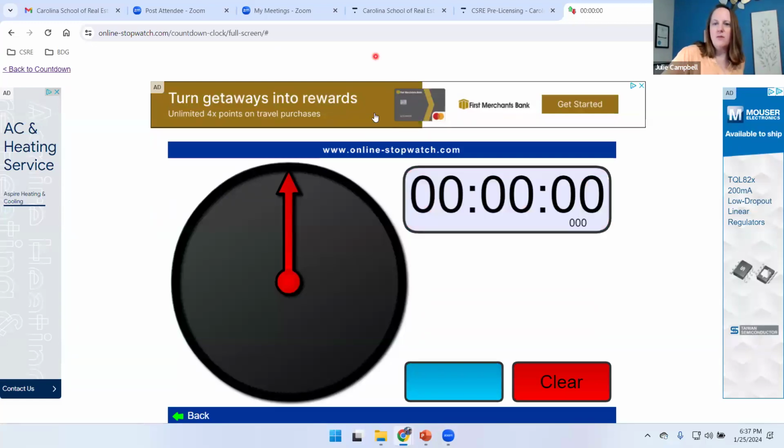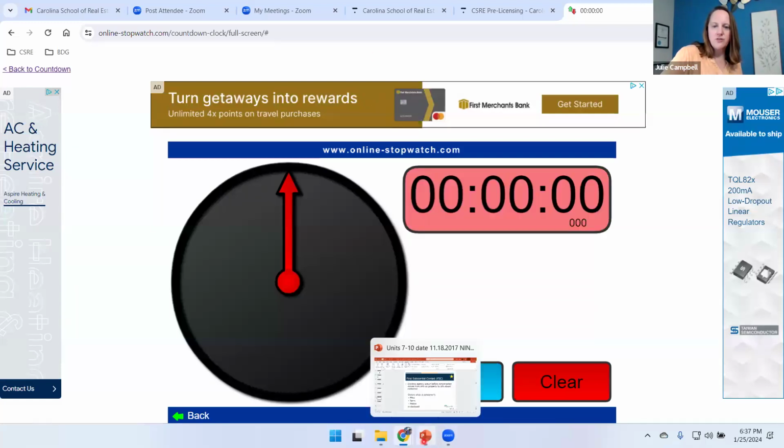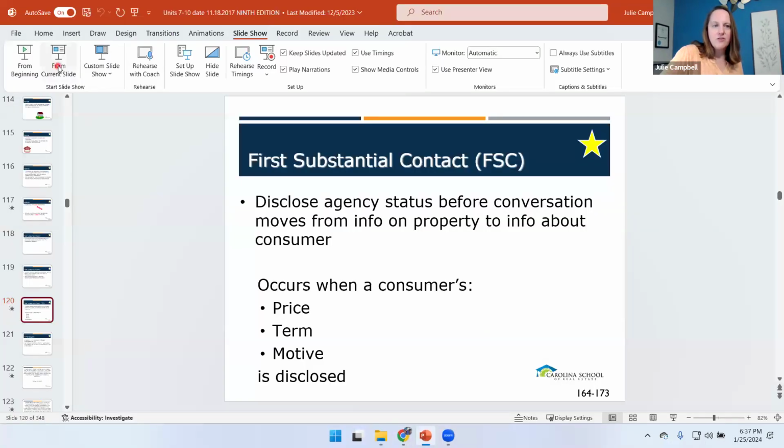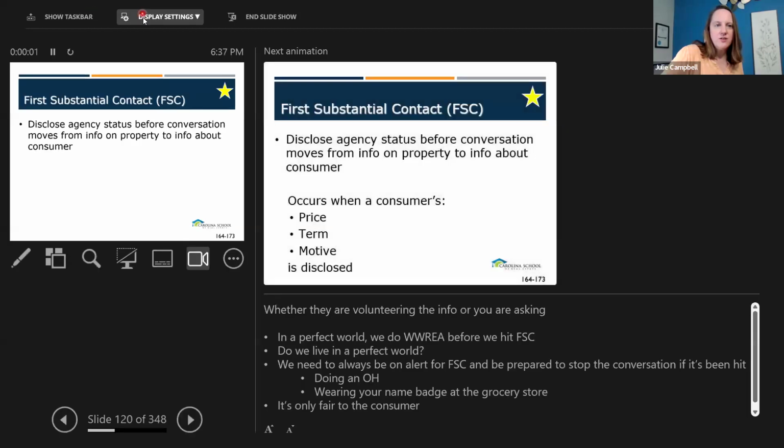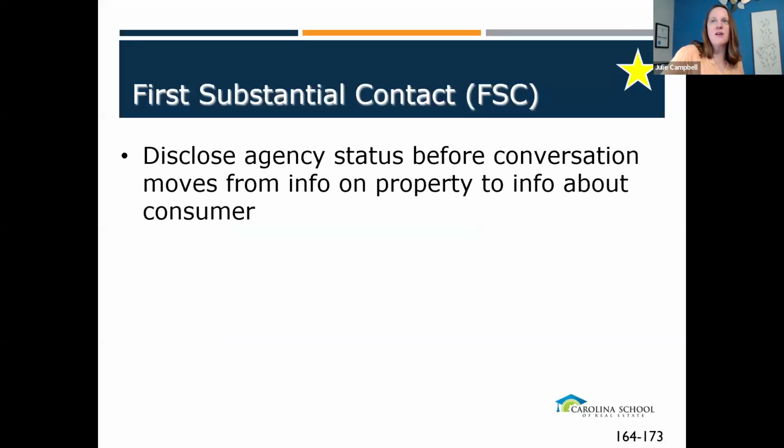By the way, the working with real estate agent disclosure and that Q&A brochure are also in your books in Unit 7. So you got two different, same thing, but you can either pull it from the online learning system or in your book, whichever is easier for you to see.